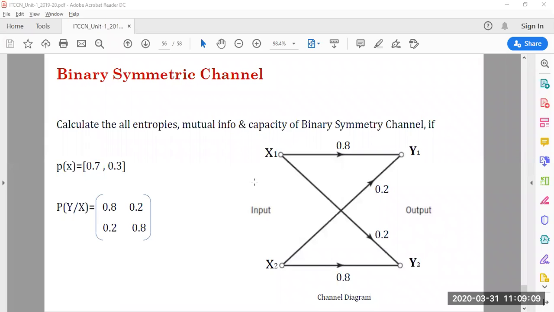So P of y is coming as 0.7 and 0.3. Okay. So done. I think this is the correct answer. So has anyone got the answer? So it is simple. 0.7 into 0.8, which is 0.56, plus 0.3 into 0.2.